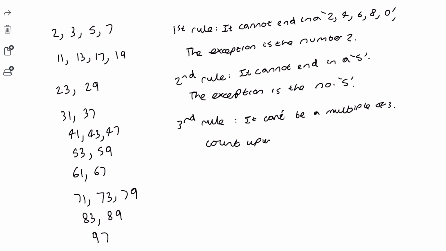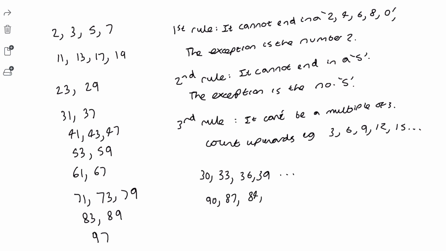So we count upwards, e.g. 3, 6, 9, 12, 15. Other than 3, these would not be prime. Or from 30, for example, we could have 30, 33, 36, 39, etc. These would not be prime. Or, let's say, from 90, we could have 90, 87, 84, 81. These would not be prime.